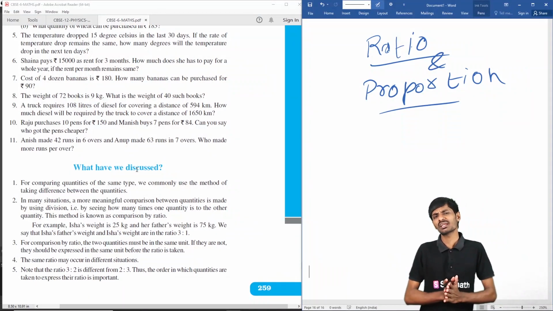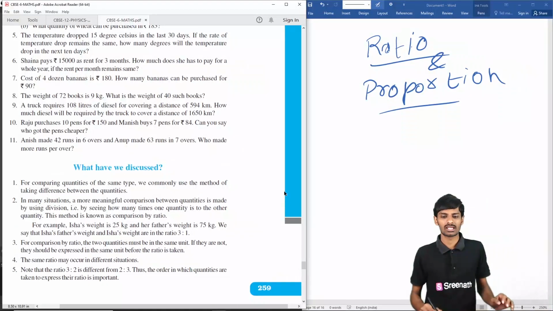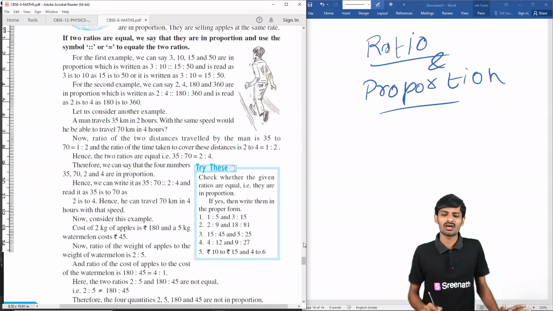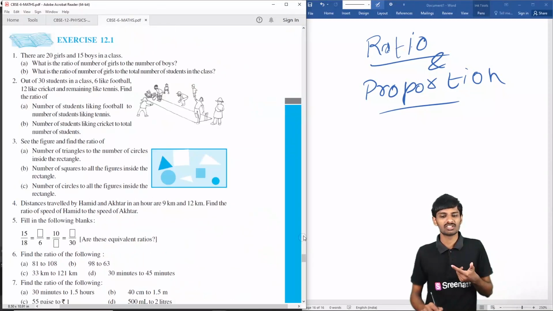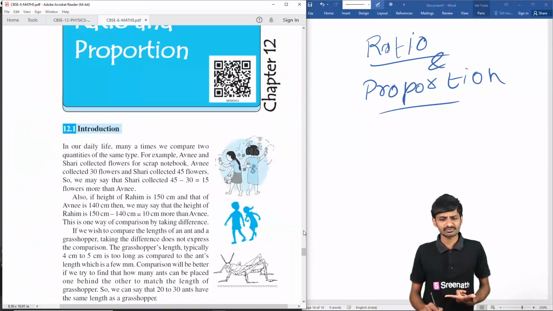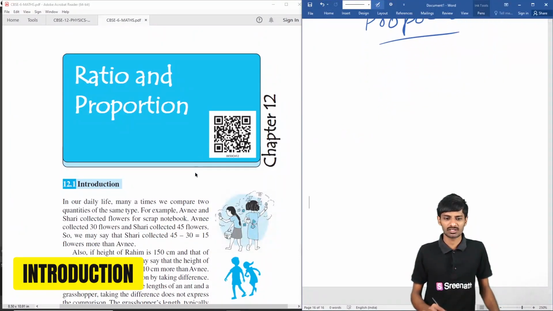A beautiful chapter having three concepts: ratio, proportions, and unitary method. All of these are used for comparing between two quantities. They will be helpful in comparing quantities. Okay, students, so we'll start our journey towards this chapter.